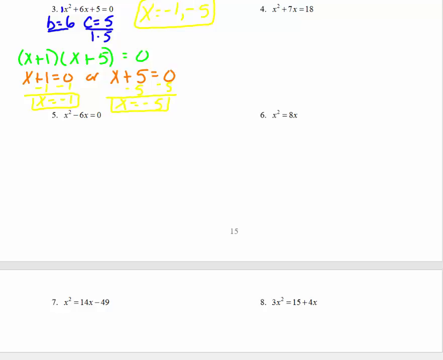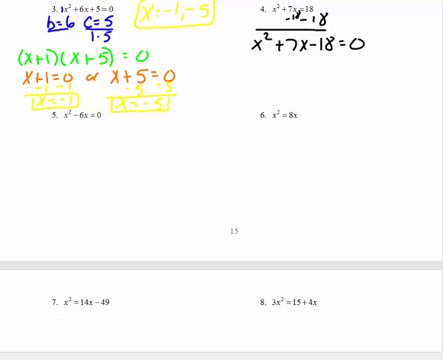Looking at number 4, we have x squared plus 7x equals 18. As we noticed, the first step was that we needed a 0 on the right-hand side, which we do not have. So we need to subtract over the 18 to bring it over to the other side. When we do so, we get x squared plus 7x minus 18 now equals 0. At that point, we would need to start trying to factor.